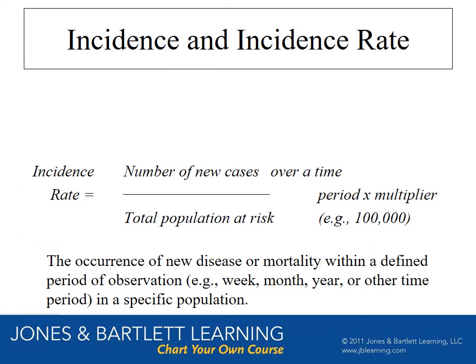Incidence and incidence rate measure new disease cases, not existing, and that's a major difference between prevalence and incidence. How many new cases of disease happened over a certain time period in this population of interest? It can be deaths, or it could be new disease. New cases of influenza in a daycare center over the last 4 months would be an example of an incidence and an incidence rate.